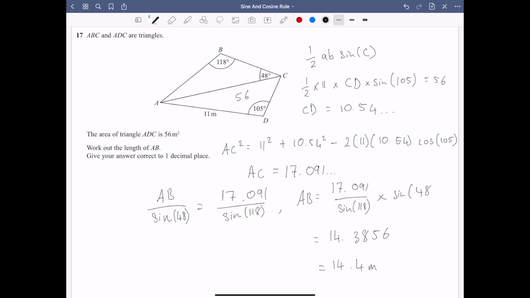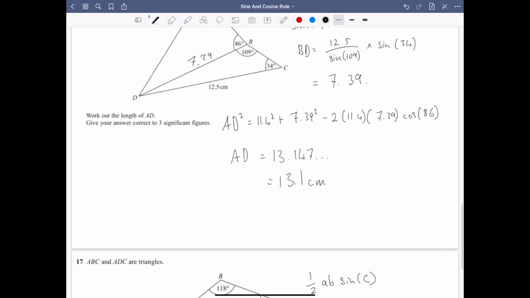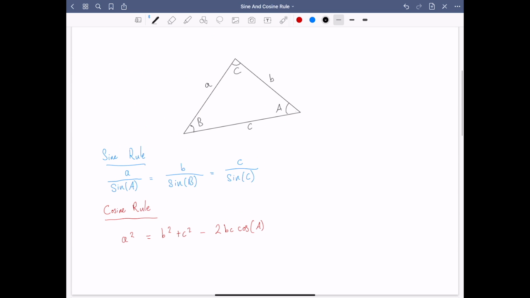If you did struggle with any of these questions, just go over them again, see if you can figure out what it is that you're not getting, and just try and remember these two rules, the sine rule and the cosine rule.